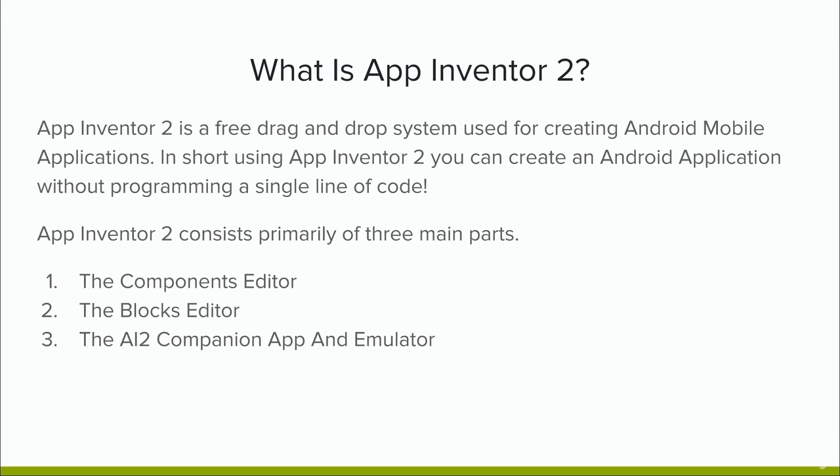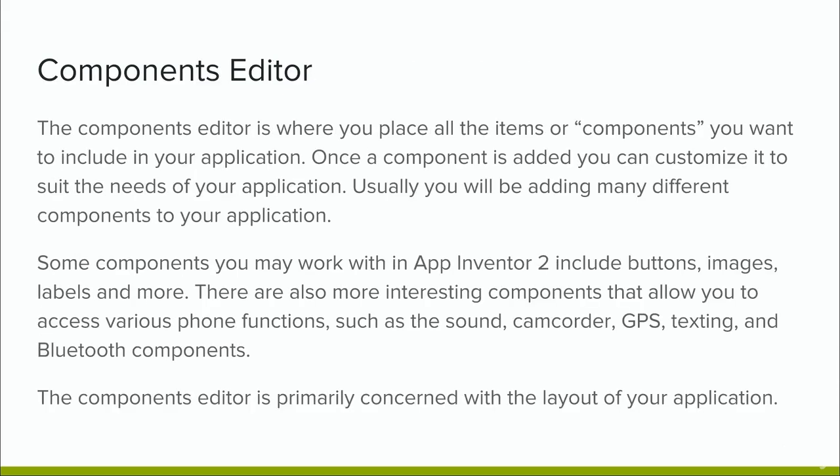App Inventor 2 consists primarily of three main parts: the components editor, the blocks editor, and the AI2 companion app and emulator. Great, so let's go over those three parts. The components editor. The components editor is where you place all the items or components you want to include in your application. Once a component is added, you can customize it to suit the needs of your application.